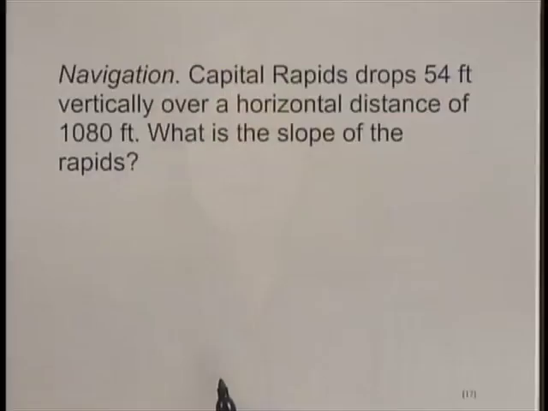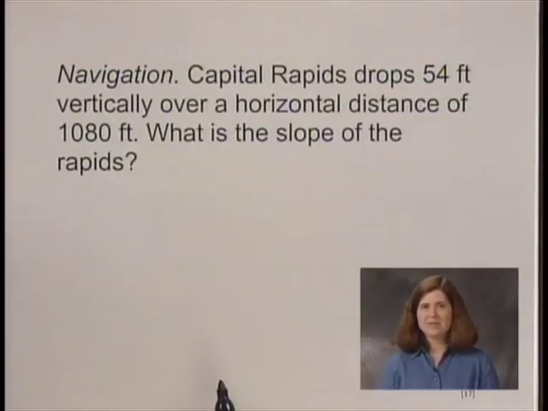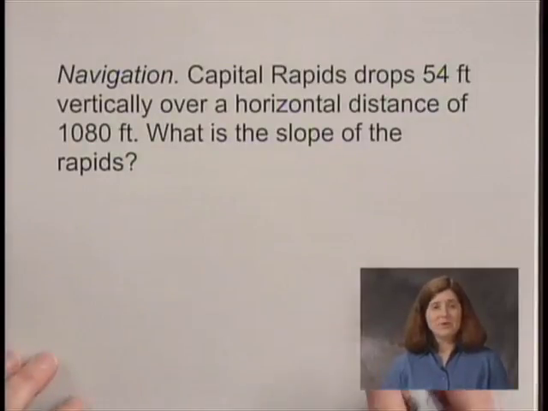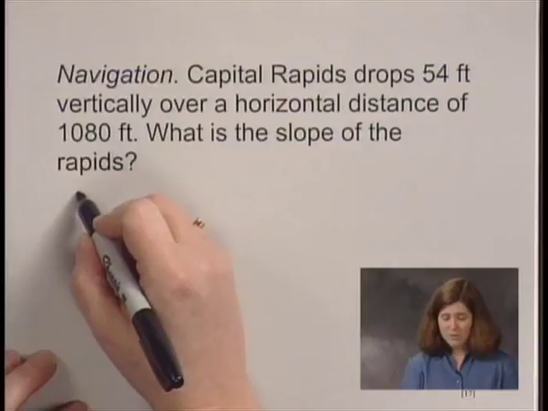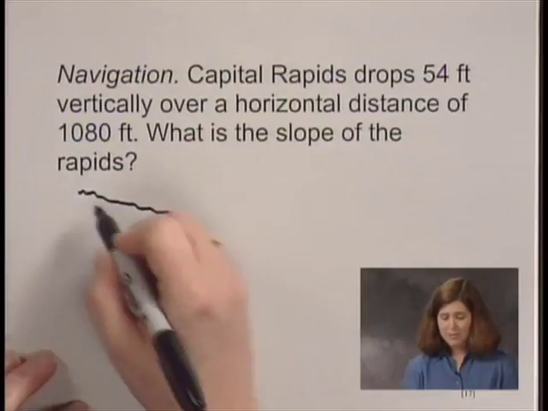In this problem, we'll look at navigation. Capital Rapids drops 54 feet vertically over a horizontal distance of 1,080 feet. What is the slope of the rapids? Now, you might want to draw a picture. You have some rapids. They're dropping.